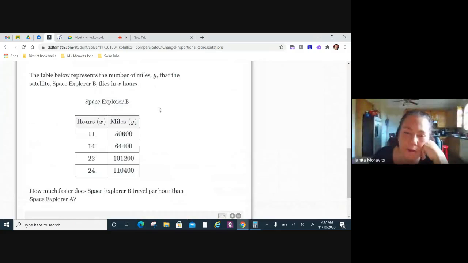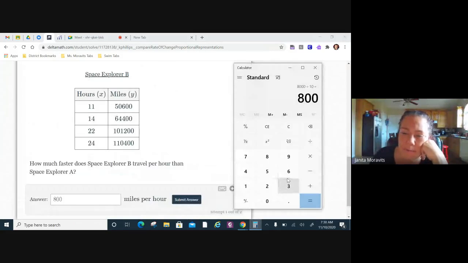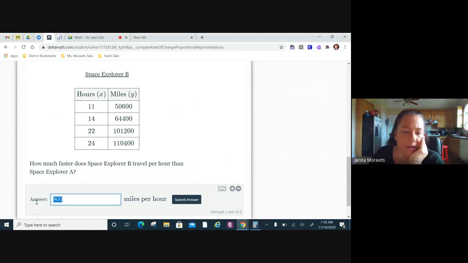All right, now let's go back to our calculator and let's find out how fast Space Explorer B goes. And it does not matter which one of these we divide, they should all be the same. So we're going to say 50,600 divided by 11. And it goes 4,600 miles per hour. Well, that's how fast this one goes. And so let's subtract off our 800. And it goes 3,800 miles per hour faster.